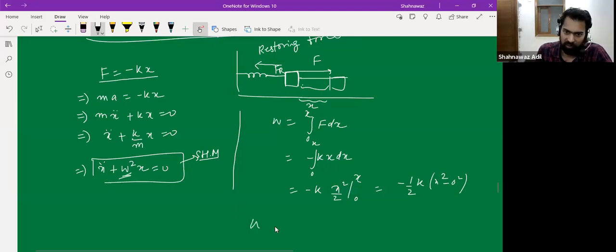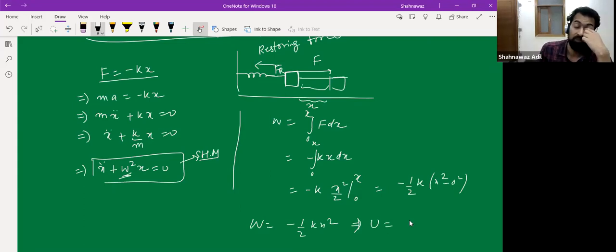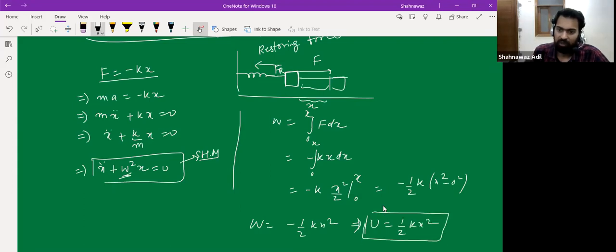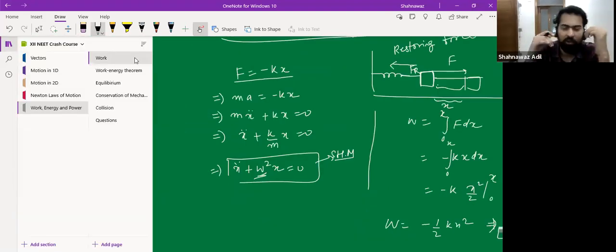So work done will be minus half kx square. So what will be the potential energy for this spring system? Half kx square, right guys? Okay, so this was about the potential energy of this spring.